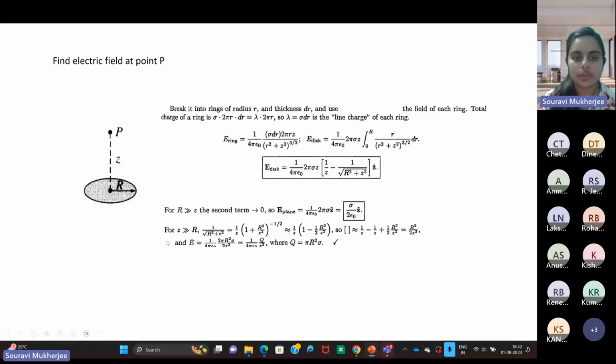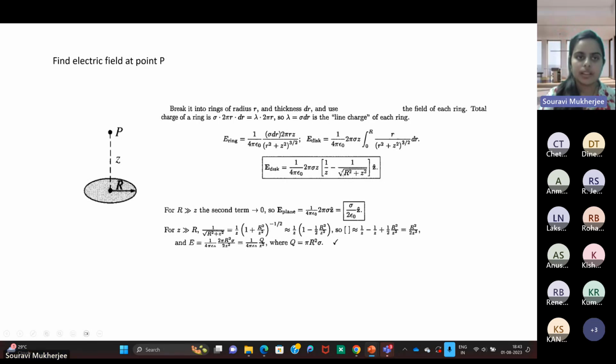And then if you consider that z is much greater than R, again you can think of this as a point charge, with the charge given as pi capital R square into sigma. That is your total charge, and you consider that to be a point charge. So your electric field expression in that case comes out to be something like this, which matches with the point charge description. So that means this expression is consistent.